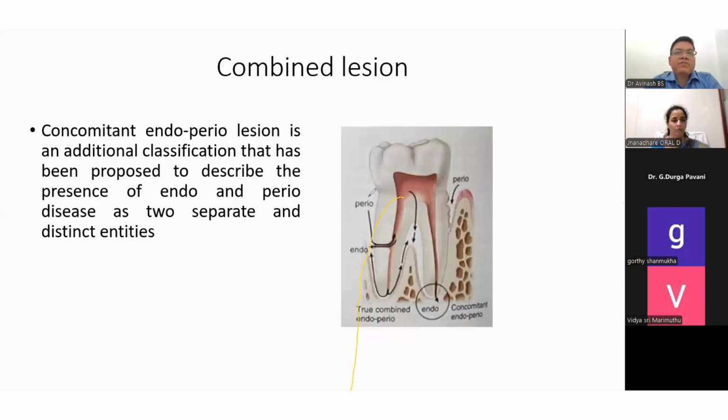And finally, we have the combined lesion. There is both perio as well as endo, and at some point of time these two join.